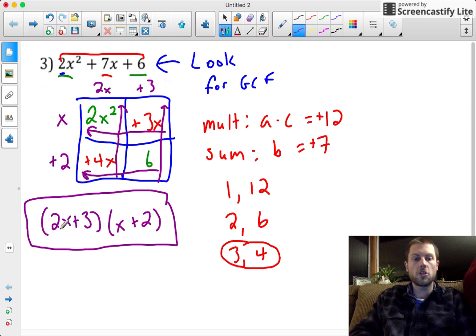And remember, I could always check this by multiplying it back out by double distributing these two factors, and it should come out to be this original standard form expression.